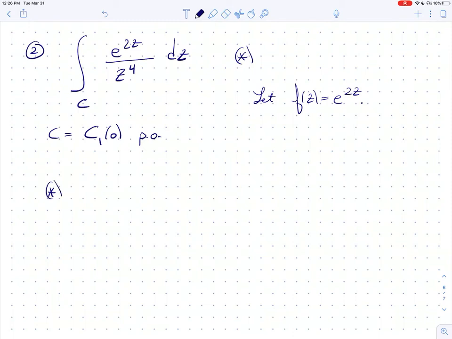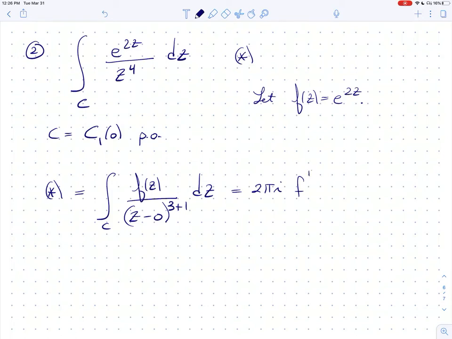Okay? And then I can say, well, star is equal to the integral over C of f of z, and then I want to write this as z minus 0. Yeah, it's 4, but you want to write it as something plus 1. So 4 is 3 plus 1. And now you know what your n is. n is exactly 3. I should put a dz on the end. And so I'm more or less done. This is just 2 pi i times the third derivative of f, plug in 0, over 3 factorial.